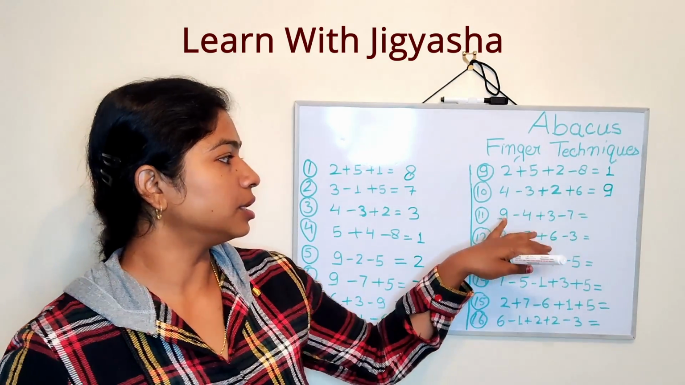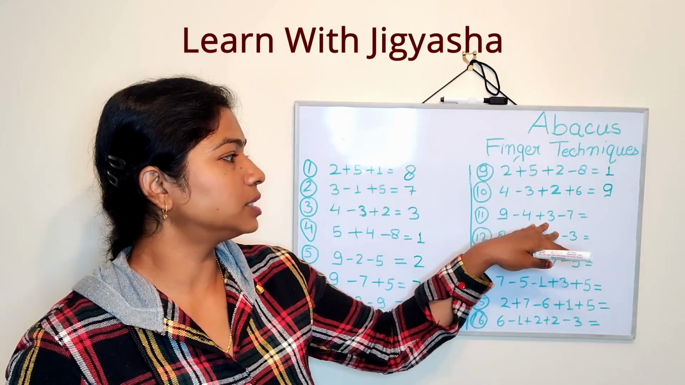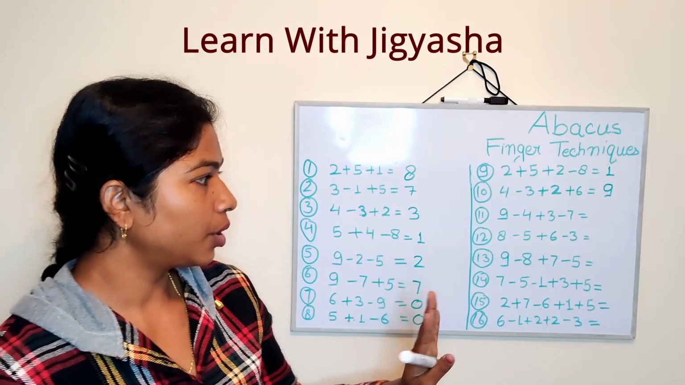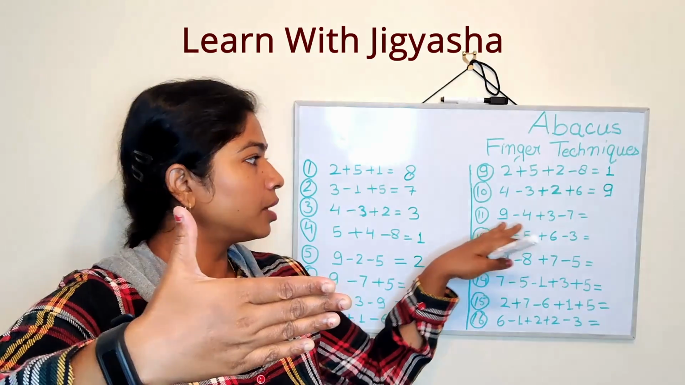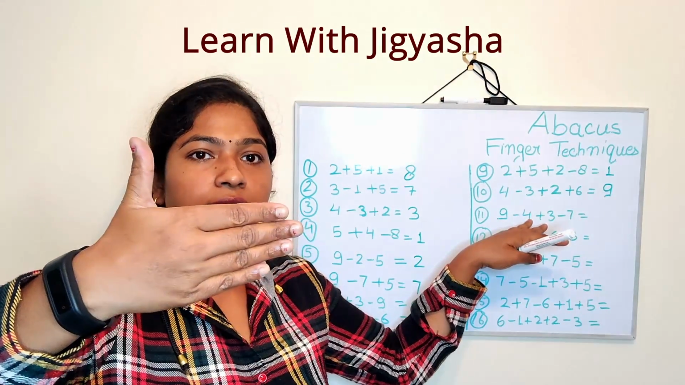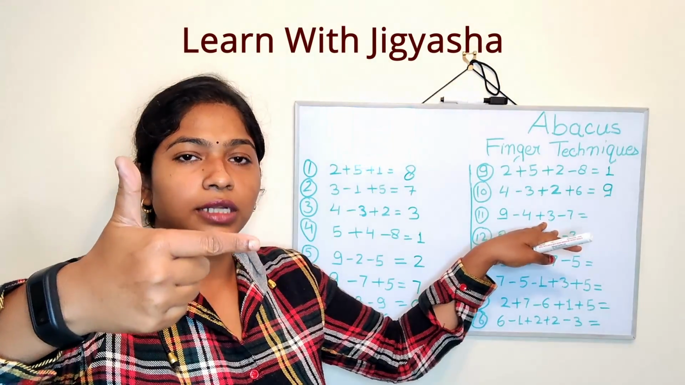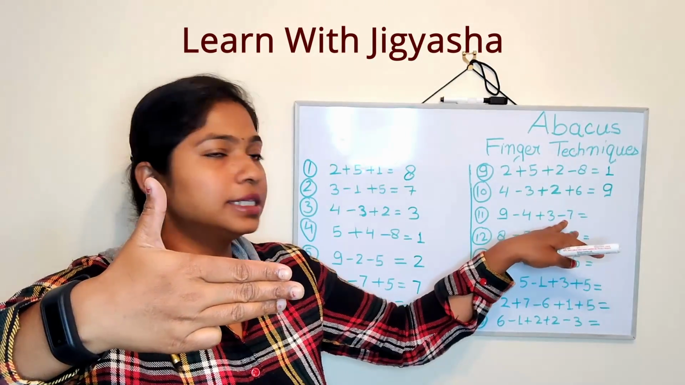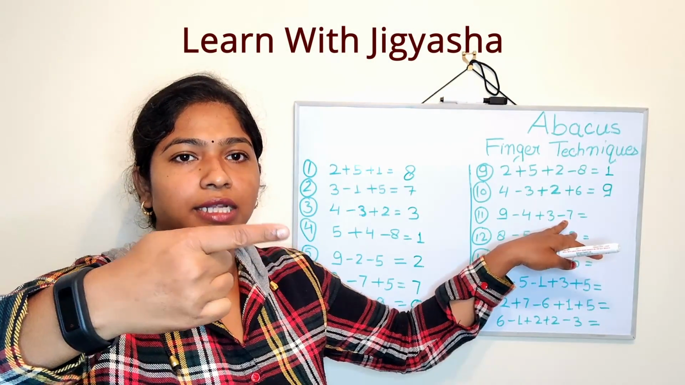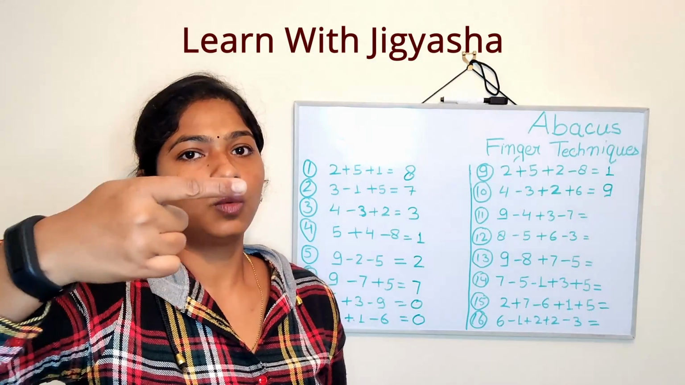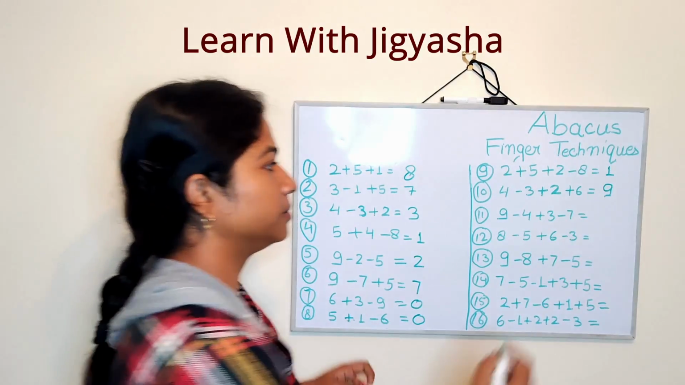Now, next question. 9 minus 4 plus 3 minus 7. Okay. So 9 minus 4. This is 4. So I will close this. Now, plus 3. 1, 2, 3. Now, minus 7. 5, 6 and 7. So what is remaining? 1. So the answer is 1.